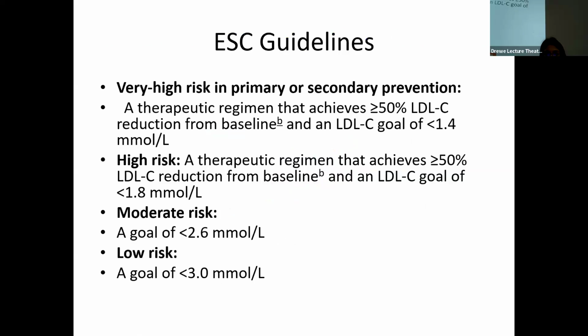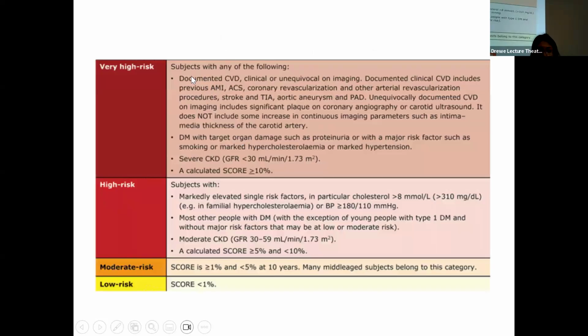And if you look at the European Society of Cardiology guidelines, as I said, they don't take cost effectiveness into this. This is purely a scientific statement. They talk about much more stringent targets. So they talk about, in very high risk patients, getting your LDL cholesterol to a greater than 50% reduction from baseline, as well as an LDL-C goal of less than 1.4 millimoles per litre. And very high risk, you think, gosh, what does very high risk mean? But actually, that's anyone who's had an event, as well as patients with diabetes with complications, and patients with severe CKD as well.